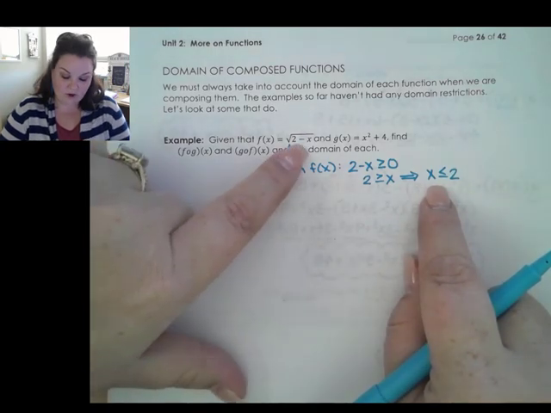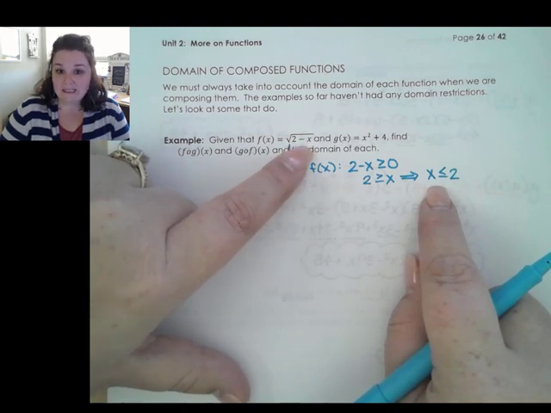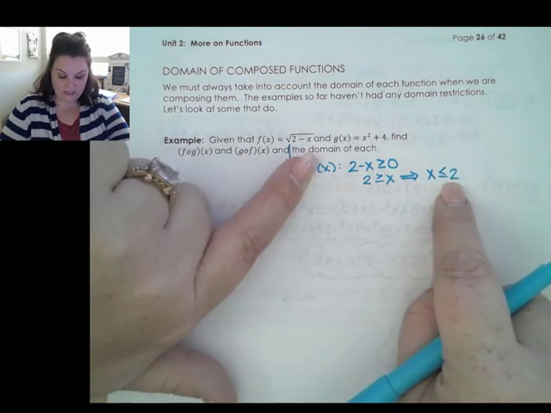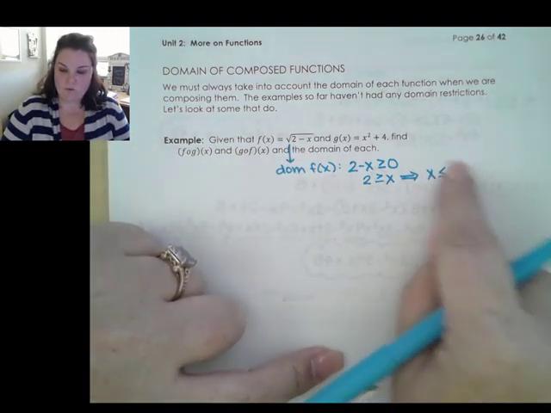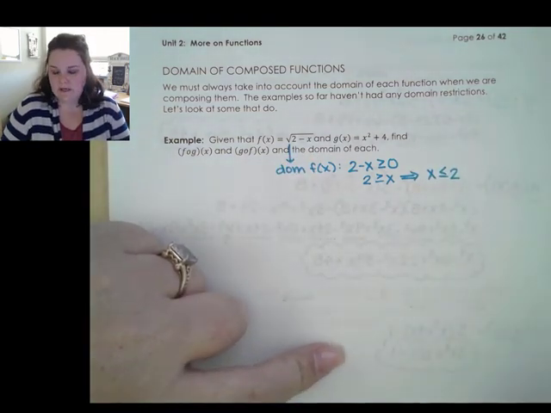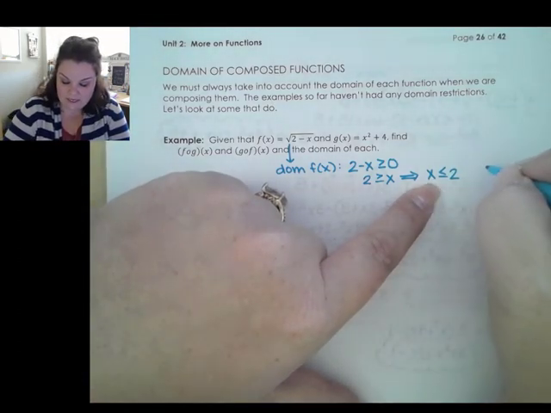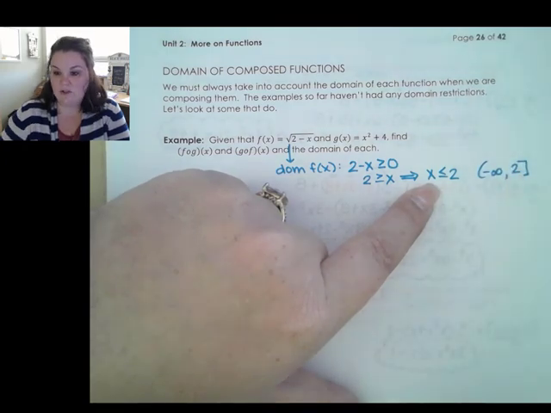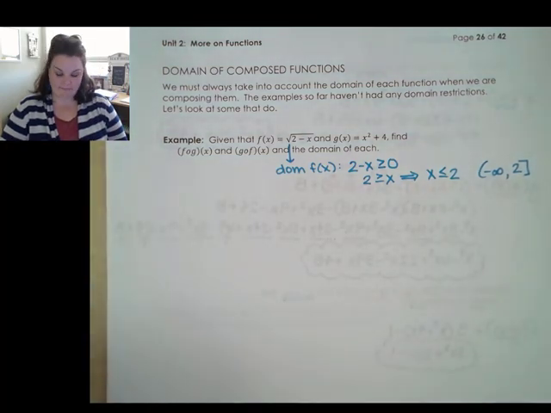In order for there not to be a negative number under this square root, we can only plug x's into this that are less than or equal to 2. Okay, so I want to go ahead and write that in interval notation. That's how we usually write domain. So if it's anything less than or equal to 2, that means it can be anything all the way out to negative infinity, up to and including 2. Okay, so this is the domain of my f function.